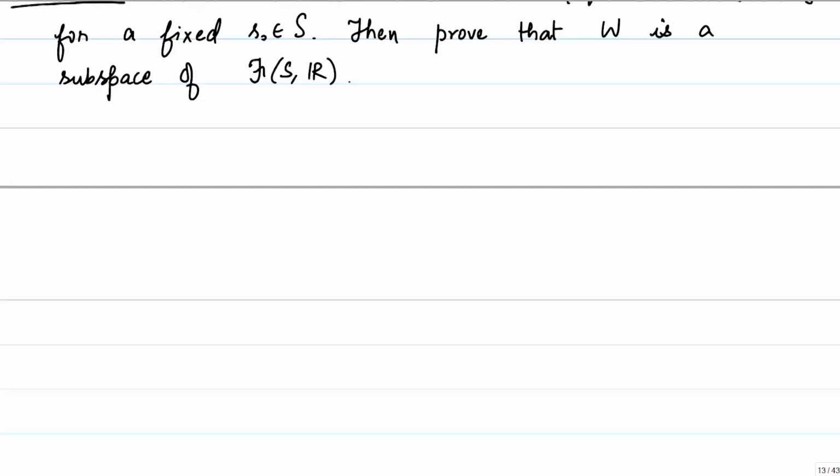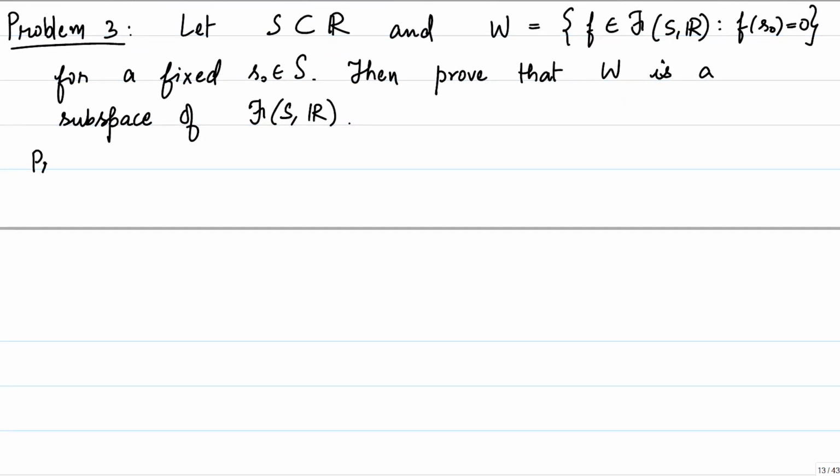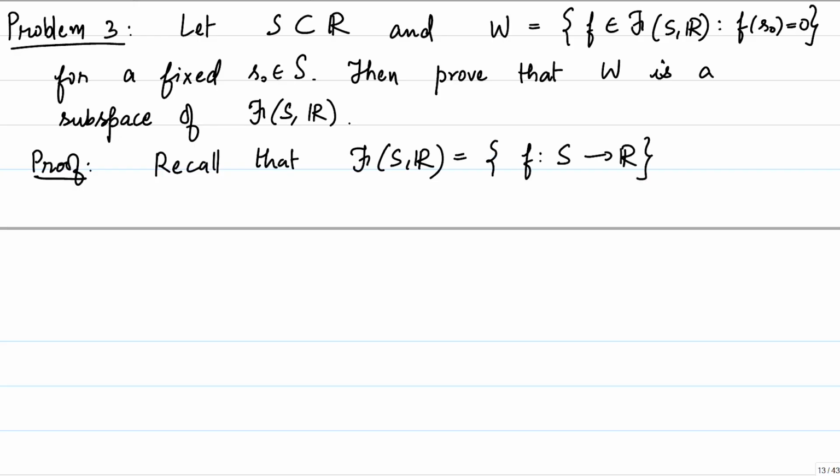Okay, let us look at a solution to this problem, rather proof, because this is a prove-that problem. So let us call it a proof. What was F(S, R)? Recall that F(S, R) is the set of all functions from S to R. And what was the vector addition and scalar multiplication there? It was pointwise. With vector addition, if you take two functions and look at f plus g, we would like to say that it is a function from S to R, right? So we will define what this is at a point s in S.